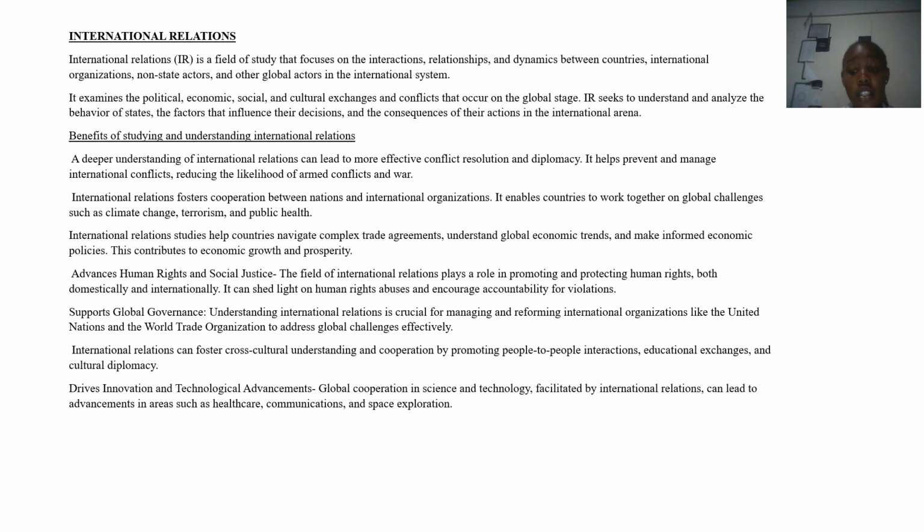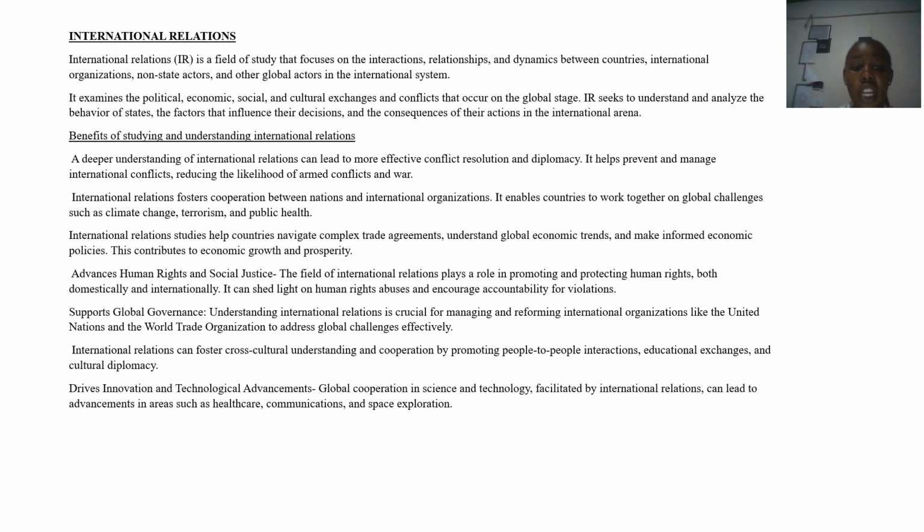Then we look at the benefits of studying and understanding IR, that's international relations. A deeper understanding of international relations can lead to more effective conflict resolution and diplomacy. It helps to prevent and manage international conflicts. Then it fosters cooperation between nations and international organizations, by enabling countries to work together during global challenges such as disease or even the climate. For example, the climate summit.